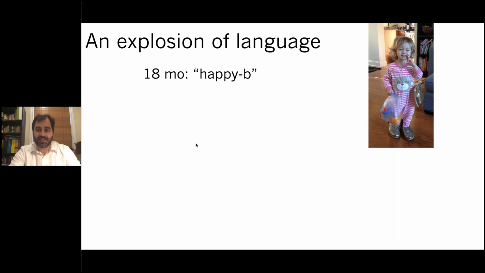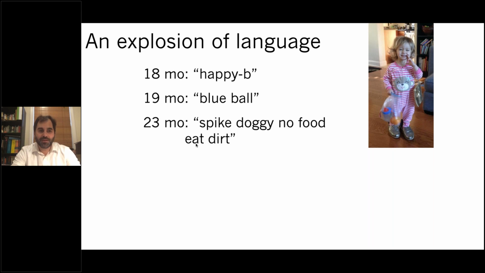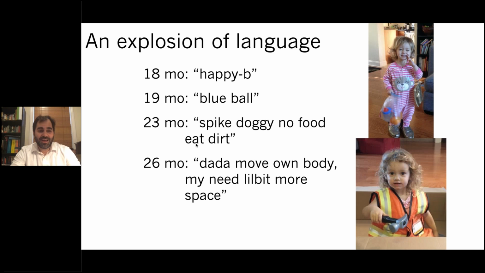So this is my daughter at 18 months. The longest thing she had said at that point was "happy bee" for happy birthday. A month later, she combined words for the first time. She said "blue ball." At 23 months, she observed that my mother-in-law's dog only ate dirt. She said "spiked dog dirt." Which is true. And at 26 months, she was a teenager already. She said, "Dada, move own body. Mine need a little bit more space."